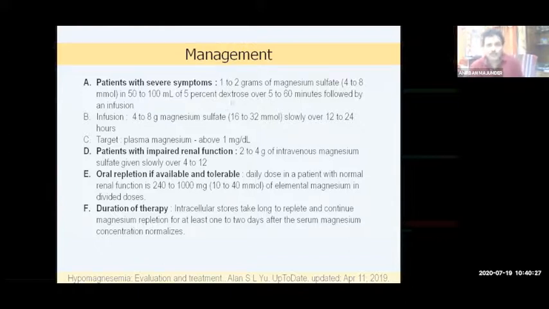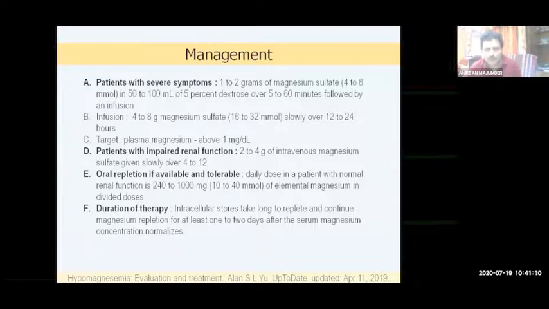Now we have to treat this patient with 1 to 2 gram of magnesium sulfate in 50 to 100 ml of 5% dextrose over 5 to 60 minutes, and then we can give an infusion which should be continued for 1 or 2 or 3 days, because magnesium, as I told you, is an intracellular ion. So when you find that the serum magnesium is low, then there is a significant depletion of the intracellular magnesium also, and therefore you should continue with the therapy for a few days, because we have to replete the intracellular deficit as well. So we have to make a target plasma magnesium level of above 1 milligram per dL.